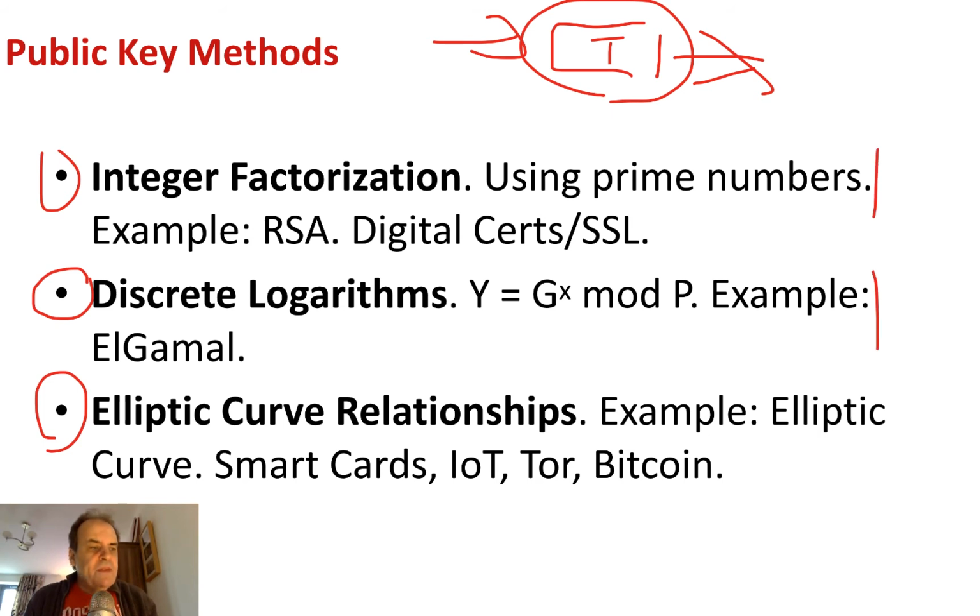Okay, but this one is the factorization of two prime numbers. Here, with this one, it's the inability to find x, even though we know g and p and y, it's really difficult for us to find that value of x.